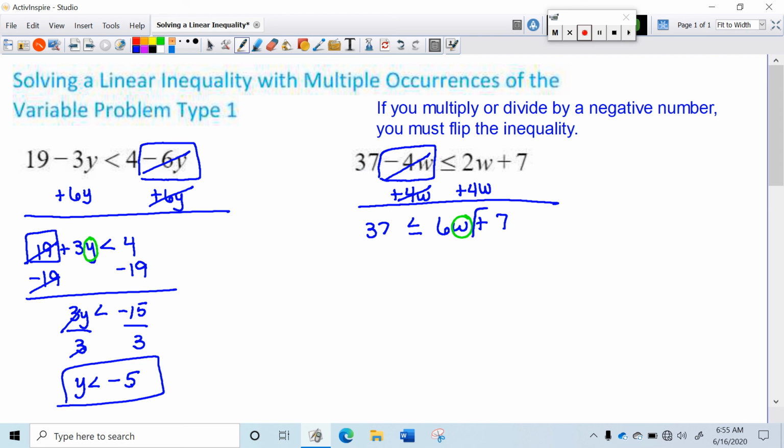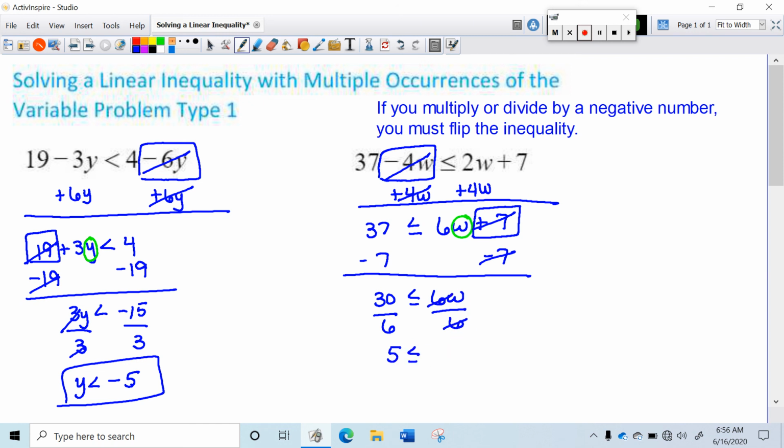Your goal is to get this w by itself, so now we have to deal with the +7. Anything that's stuck to the letter gets saved for last. So the opposite of +7 is -7. So I'm going to subtract 7 from both sides. 37 take away 7 is 30. Is less than or equal to 6w. Opposites cancel. This is 6 times w. The opposite of times is divide. So I'm going to divide both sides by 6. 30 divided by 6 is 5. Is less than or equal. Top cancels with bottom. W.